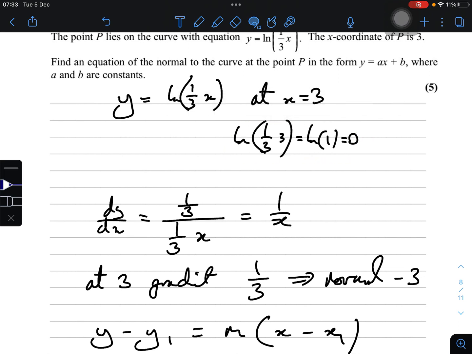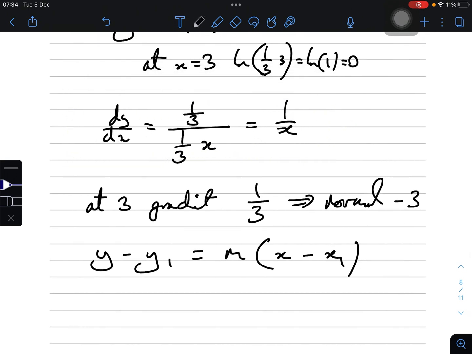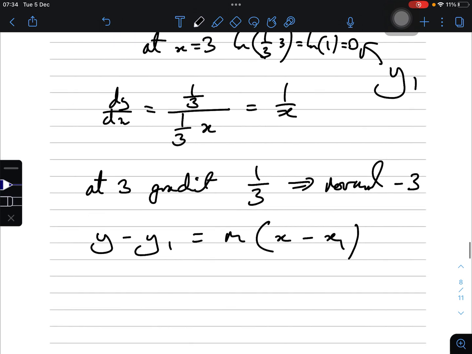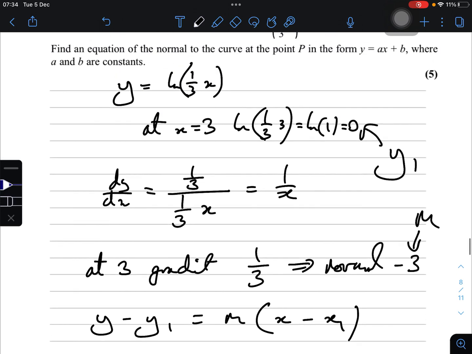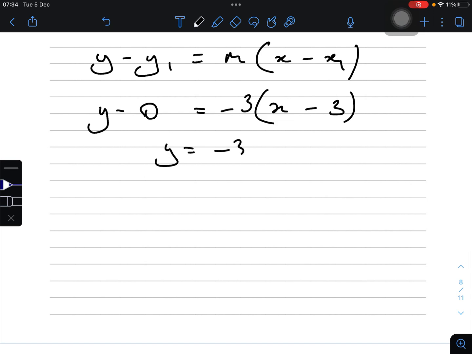Ln of a third, at x equals 3, and then we differentiated it, and so we have all our parts here. This here is our y1, this is our m, and our x1 is obviously 3. So y minus 0 equals minus 3 times x minus 3, so therefore we get y equals minus 3x plus 9.